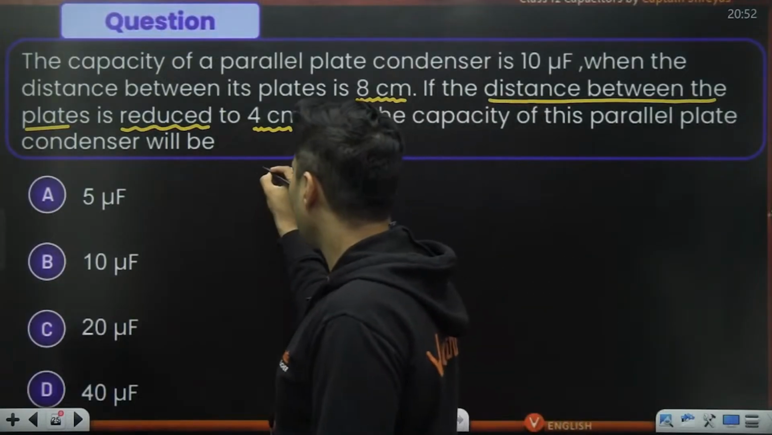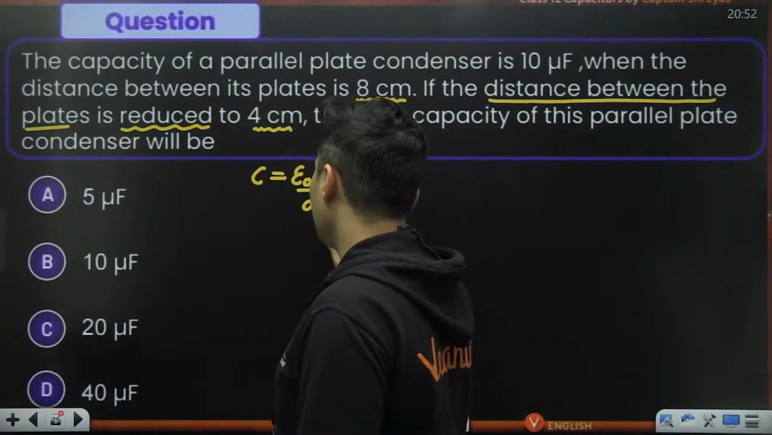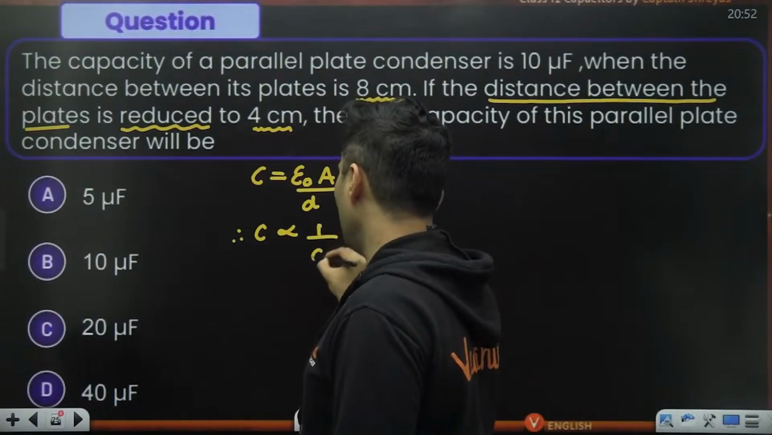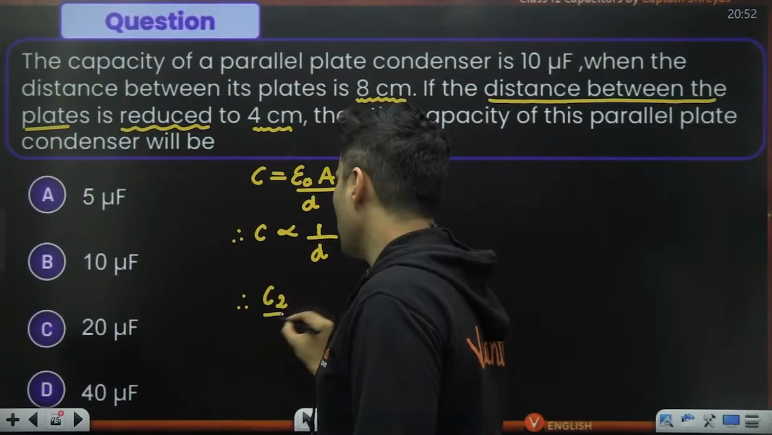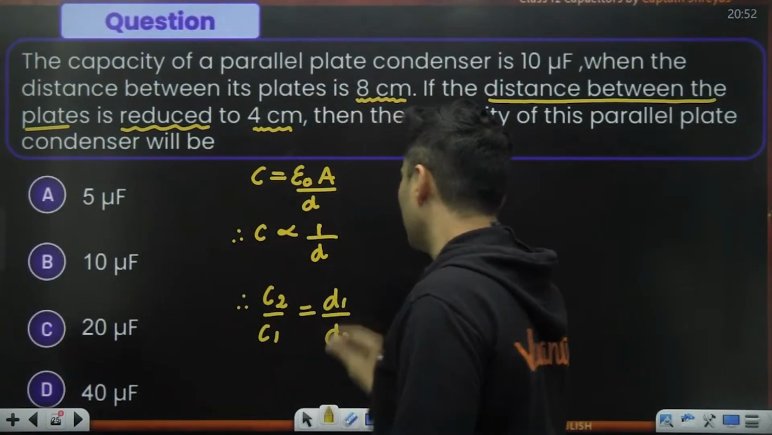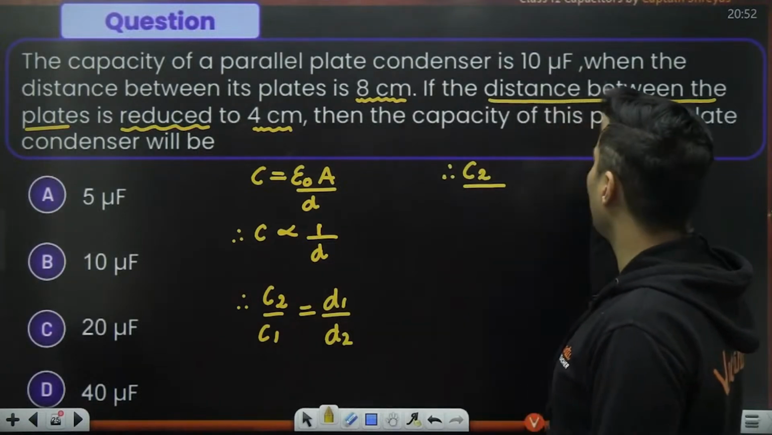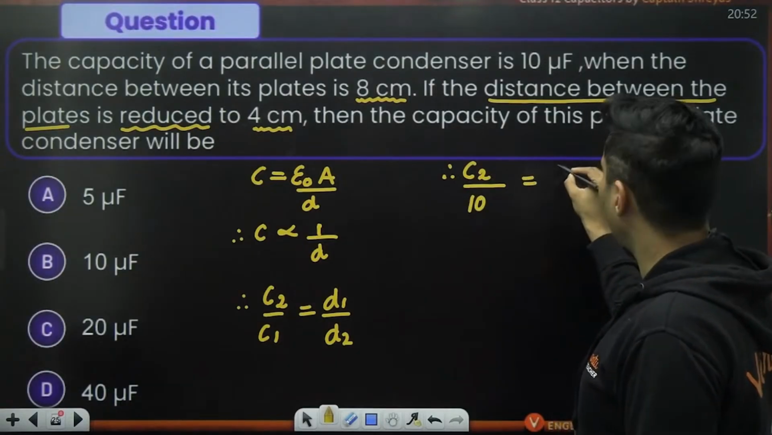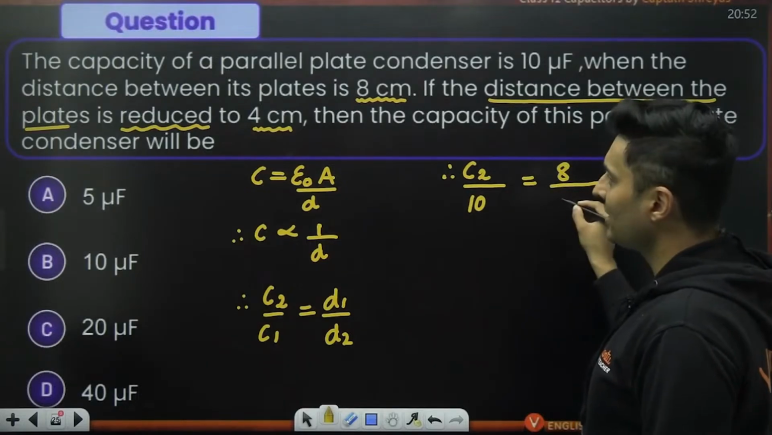So we know that capacitance is epsilon naught A by D, therefore capacitance is inversely proportional to D. So therefore, can I say C2 by C1 is nothing but D1 by D2. So what is the new capacitance? I don't know. What is the old capacitance? It is 10 microfarad. What is original distance D1? It is 8 centimeters. What is the new distance?